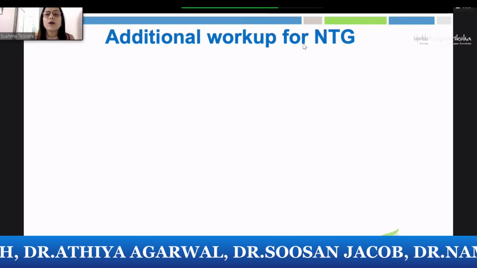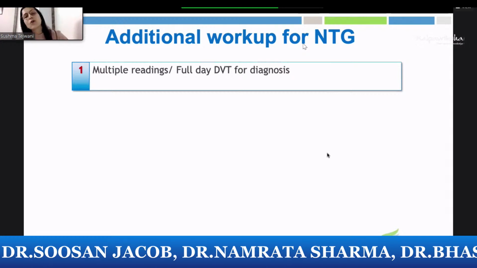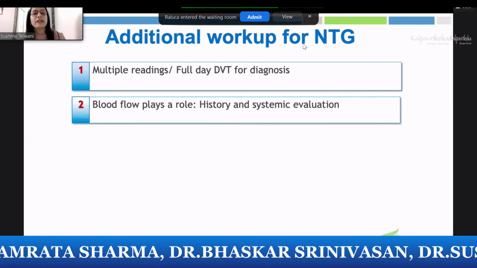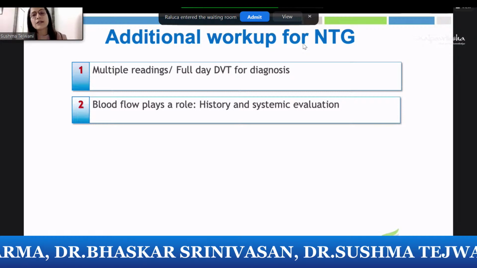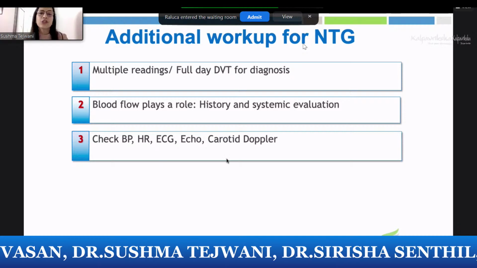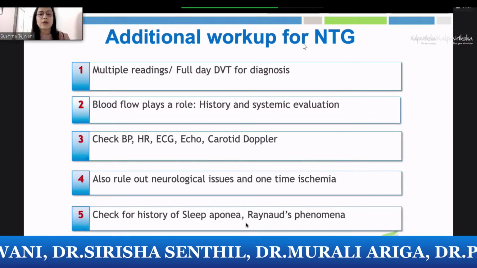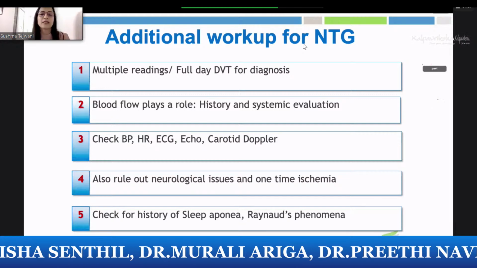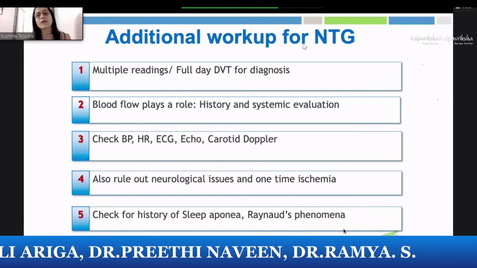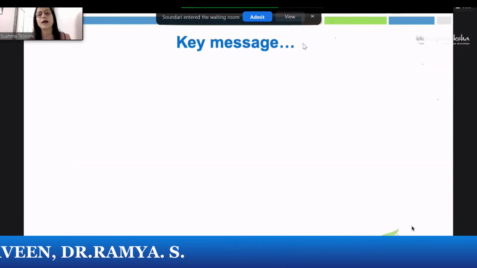Just one slide on the additional workup you need to do if you see a glaucoma patient with normal pressure. You should depend on multiple readings, maybe do a full day DVT if possible. You need to understand that history and systemic evaluation are important because blood flow may play a role. You should check the systemic parameters of that patient and also rule out neurological issues and onetime ischemia. Check for history of sleep apnea, Raynaud's phenomenon, etc., so as to treat the patient as a whole and treat these conditions along with glaucoma.